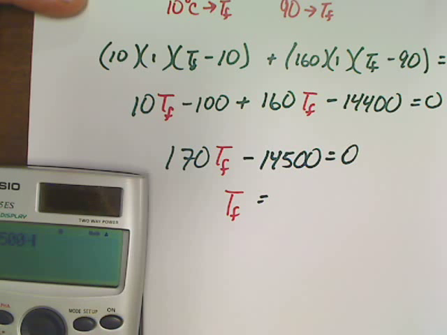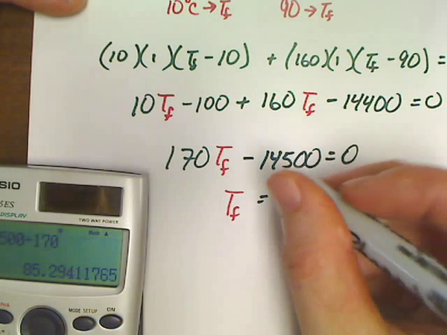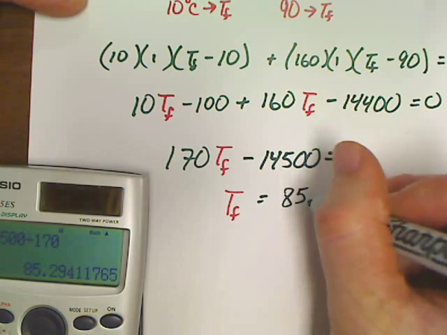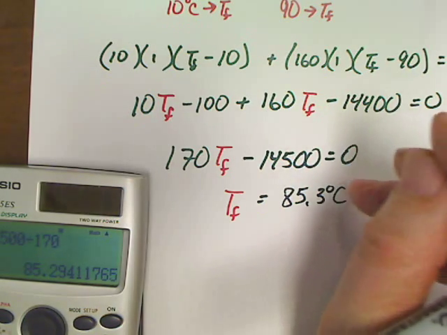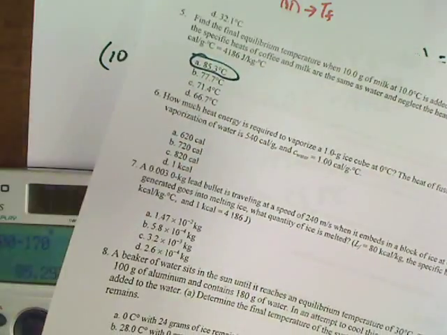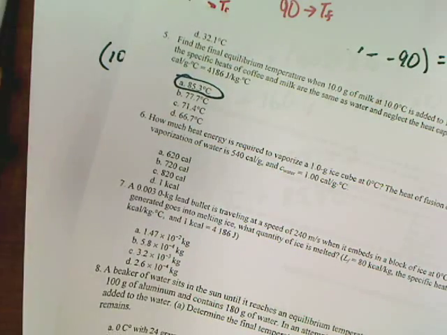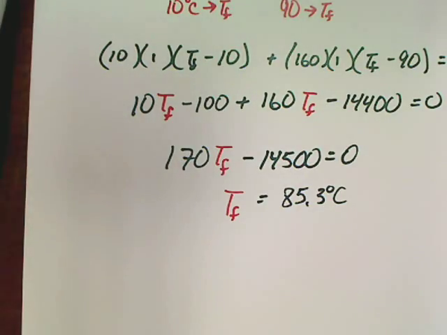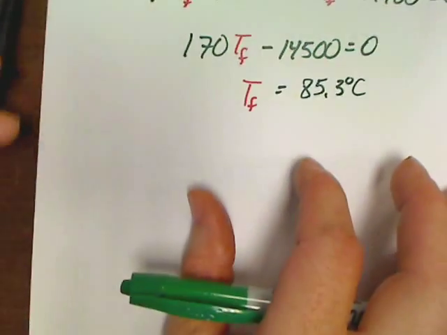Therefore, TF in the last step is equal to, you should already have beat me to this, 14,500 divided by 170, is 85.3 degrees. And it just so happens 85.3 degrees is answer A. I am full-blown making 100 on this test. This is terrific. All right, so let's go and take a look at and do number 6.